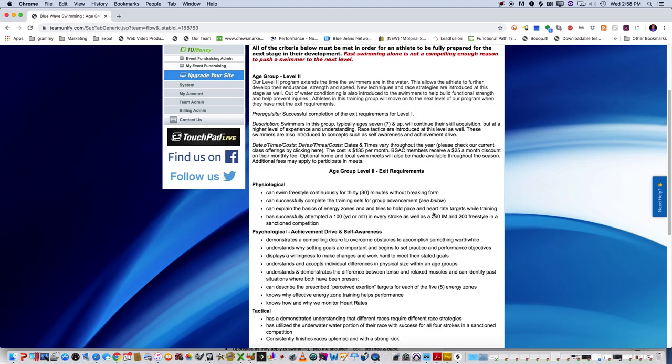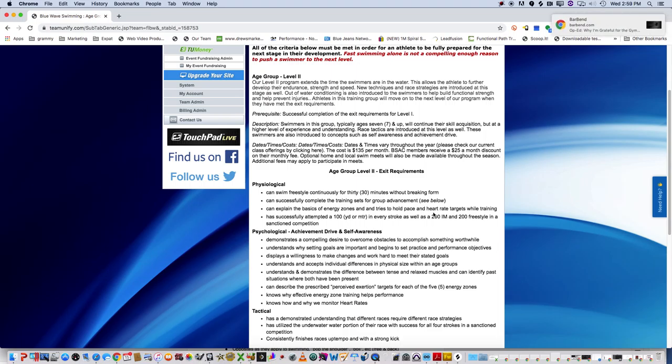They understand why setting goals is important and begin to set practice and performance objectives. Now that can be, I want to make sure that I'm holding 1:38 on these hundreds as prescribed. Could also say, hey, I'm looking for that double B time to see if I can make the Junior Olympics for the summer. But those goals are starting to be set at this stage. The swimmer would also display a willingness to make changes and work hard to meet those stated goals. Okay? So they're taking ownership at this stage.